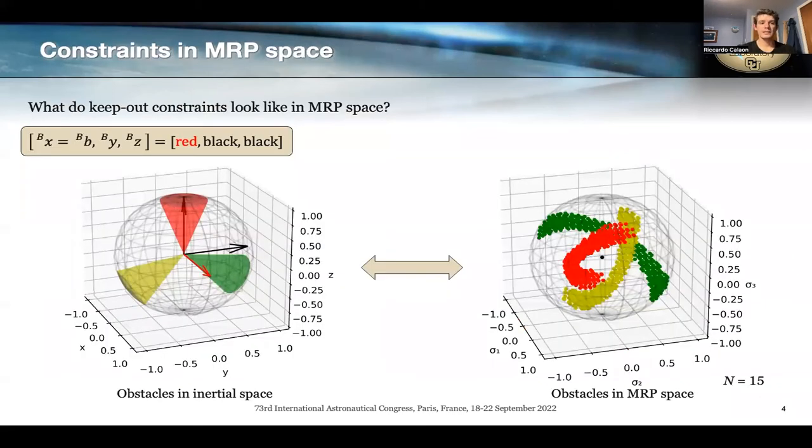And here we can see how keep-out constraints in the inertial space, which are shown in the figure on the left, map to MRP space. In the figure on the left, we can see three keep-out zones in inertial space, whereas in the figure on the right, we can see what these constraints look like in MRP space. The little dot in the center represents the initial attitude of the spacecraft. Specifically, this problem will turn into a problem of moving that little dot in MRP space, avoiding the obstacles at all times.